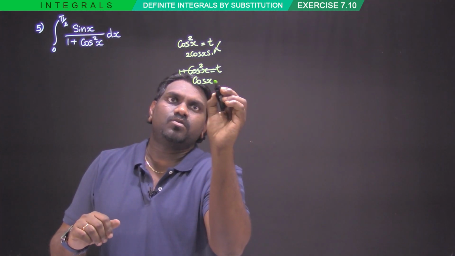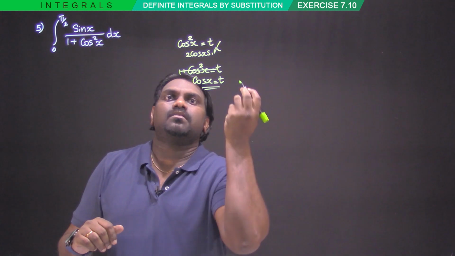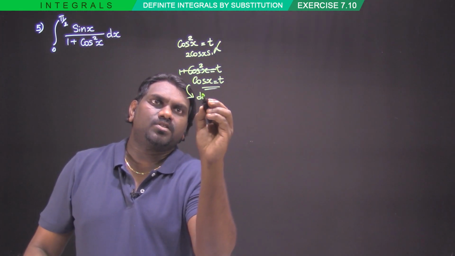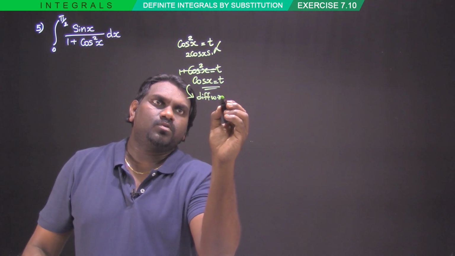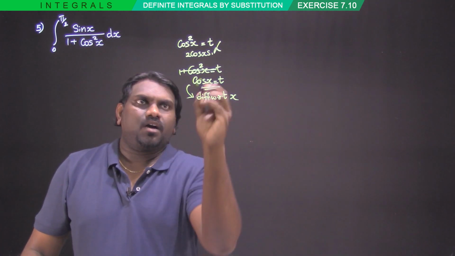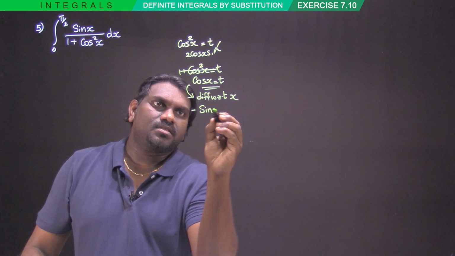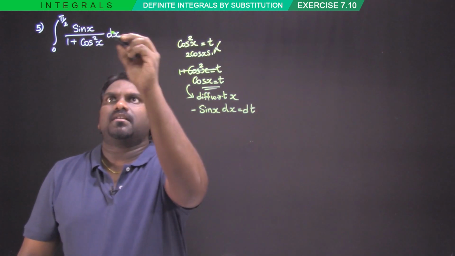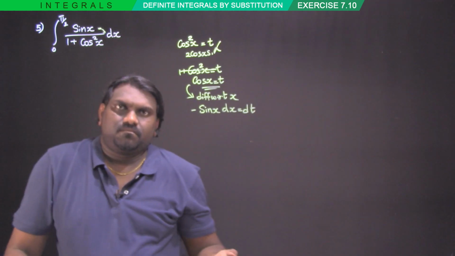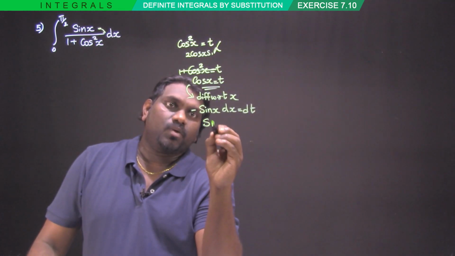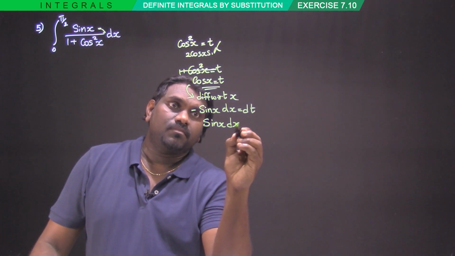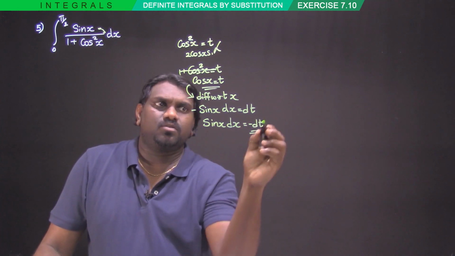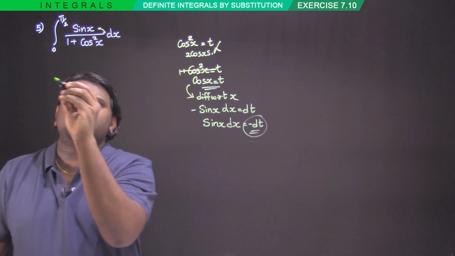So cos x is equal to t. If I differentiate with respect to x, I will be getting minus sin x dx is equal to dt. It's okay with the minus, no issues, because sin x dx is going to be minus dt. That is the only difference you will get. Substitute over here, no problem.